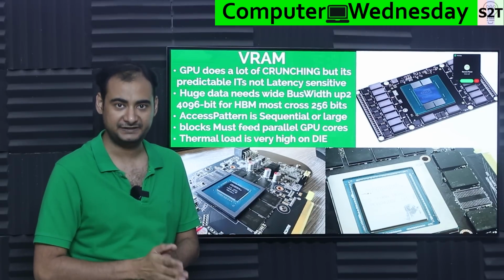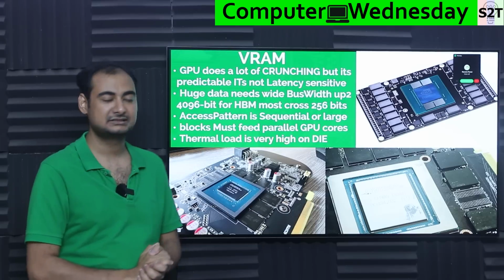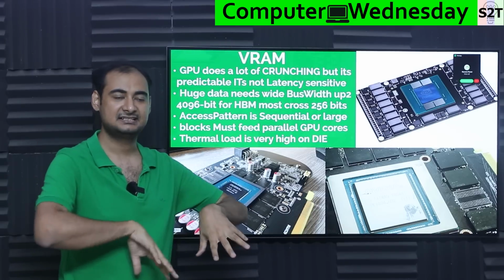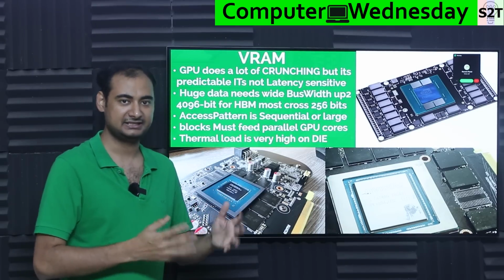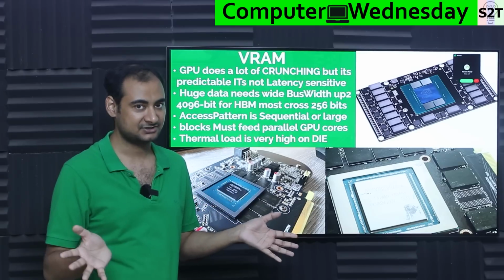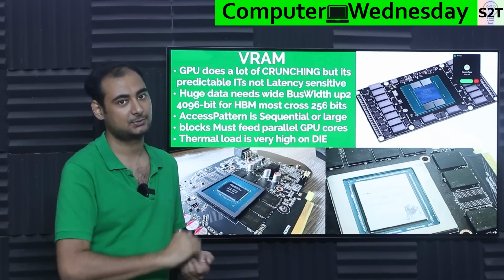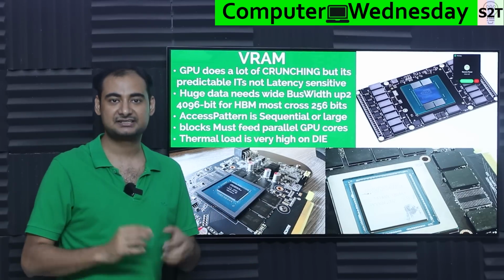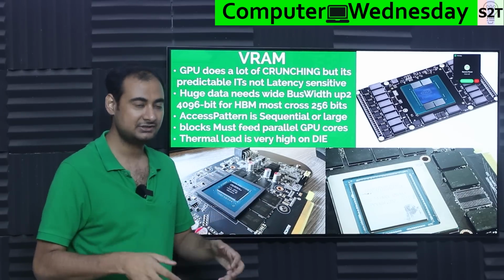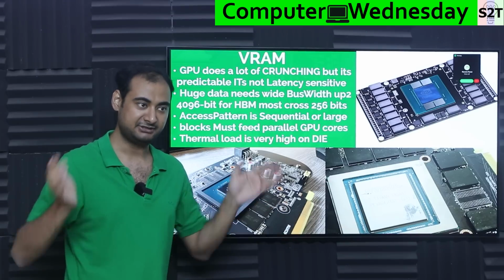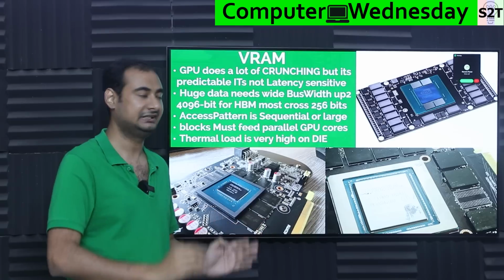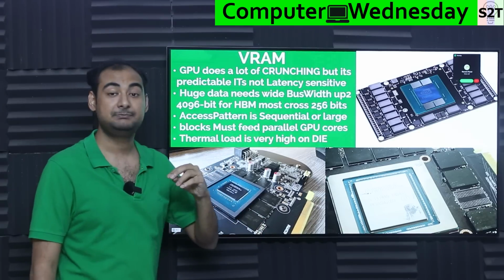Now we come to VRAM. Now VRAM is something different. VRAM is designed as a secondary RAM. Because again, it's not designed to feed a general purpose computer, it's designed to feed the graphics processing unit. So this puppy is designed for crunching. Basically, the GPU is like, I'm not dealing with a lot of things. I'm dealing with this one thing only. So it does crunch and it is very predictable.